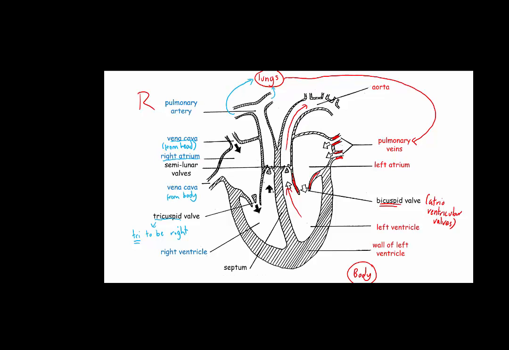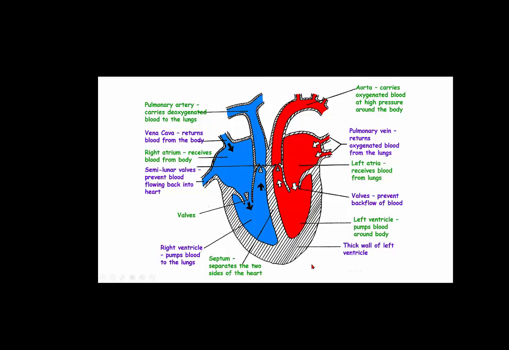Now, the last thing we need to talk about here is the semilunar valves. The semilunar valves do what all the other valves do, which is stop blood flowing backwards. And you find the semilunar valves both at the start of the pulmonary artery and the start of the aorta. So this set of valves here and this set here are both called the semilunar valves. This part then just shows which side of the heart carries oxygenated blood, which is this side. And then the blue side carries deoxygenated blood.